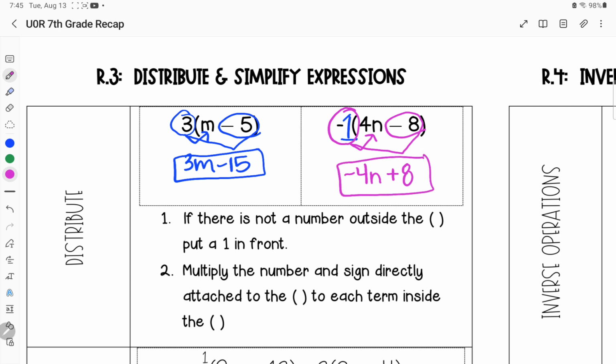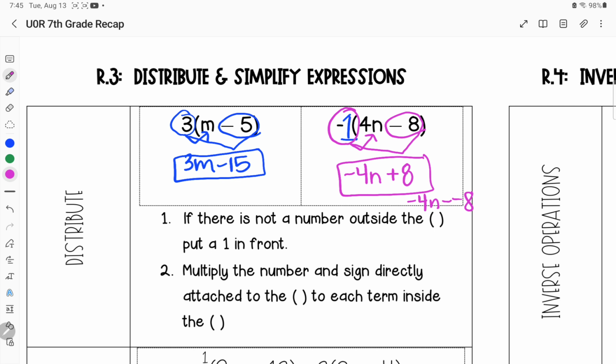Some of you may try to write it like this: negative 4n minus a negative 8. This is not wrong. It's just not in the most correct form. You'll never see two negatives like this right next to each other anymore because they'll automatically change it to a plus. Again, not wrong, just this is the most correct form.